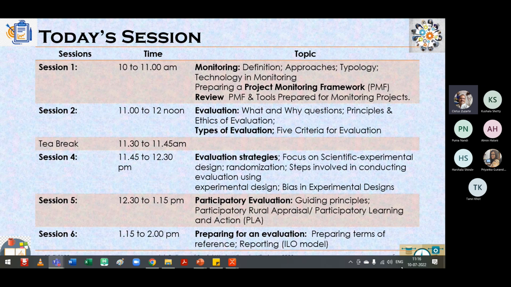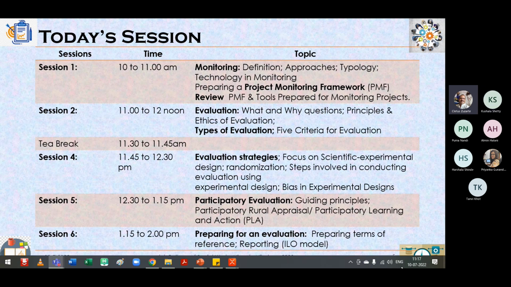Okay, what are the different types of monitoring, and how do we actually look at a monitoring framework? Okay, and how do we look at monitoring done concretely, in terms of whether there are any tools that we need to look at? Okay, then we can look at evaluation and what the principles and ethics of evaluation are. What are the 5 criteria that we require for evaluation?